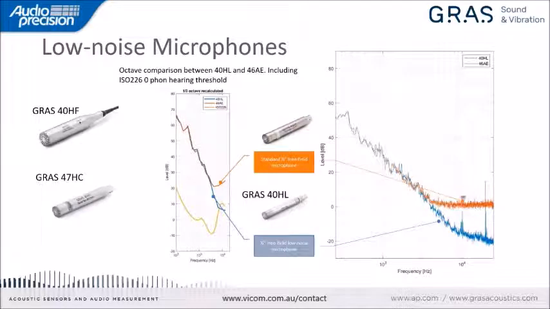Here we can see that we have 2 harmonics, and in the case of the standard microphone that has a higher noise floor, these 2 harmonics are practically masked by the noise floor of the microphone itself. So we almost cannot measure these harmonics. But in the case of the GRAS 40HL that has a lower noise floor, we can very well see the harmonics and characterize the signal.